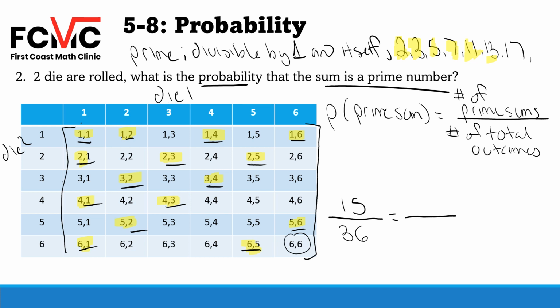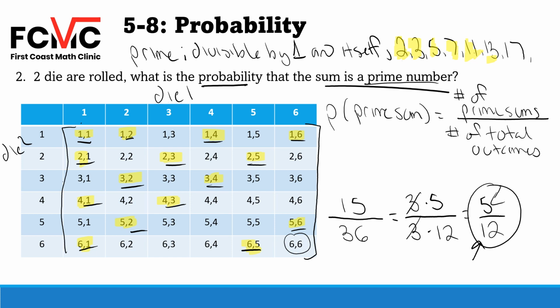So let's factor this out. We could do 3 times 5, and then 3 times 12. The 3 and the 3 divide out, and we get 5 over 12 as our probability. So if we roll 2 dice 12 times, 5 of those 12 times, we're going to get a sum that is a prime number.